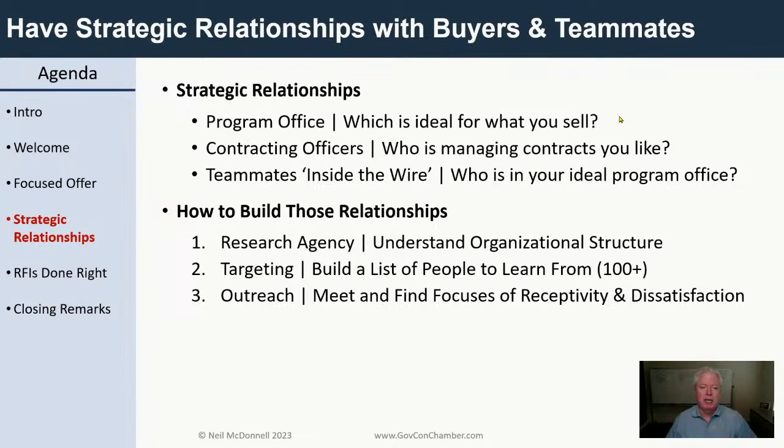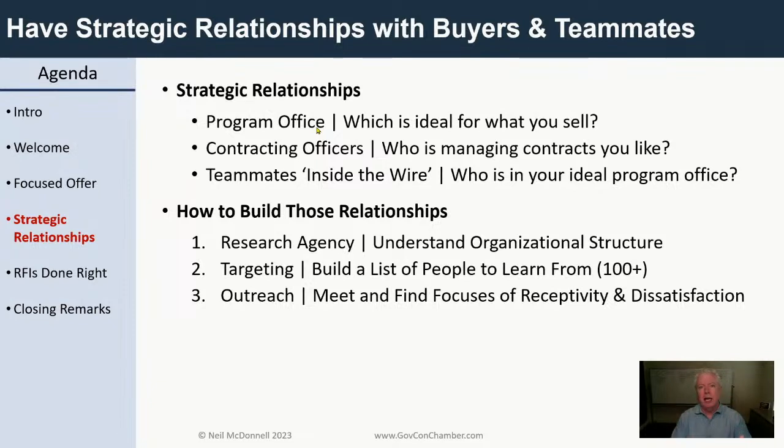So I put a couple of examples here on strategic relationships. You can look inside the government and focus on, by the way, I use a term: focus of dissatisfaction, focus of power, focus of receptivity. These are three types of people. When you look at all the people, they fall into one of those three categories as it relates to customers. And so program office, they're the focus of dissatisfaction. They're the ones with the need.